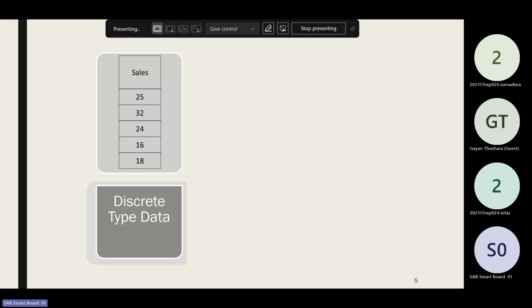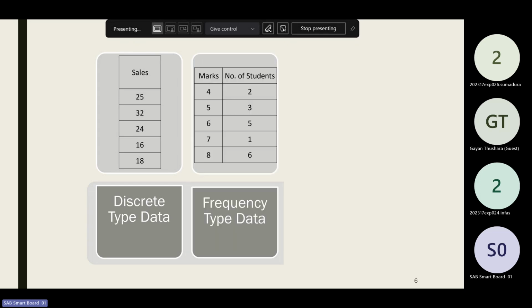Now see, suppose you have sales data like this. Here the values are given as they are. If the values are given as they are, we call it discrete type data. If just the values are given, you call it discrete type data.